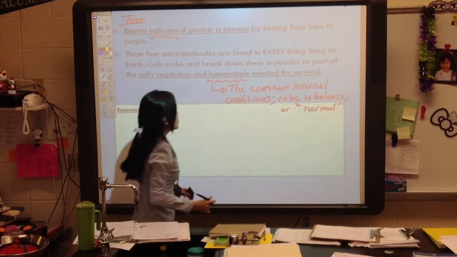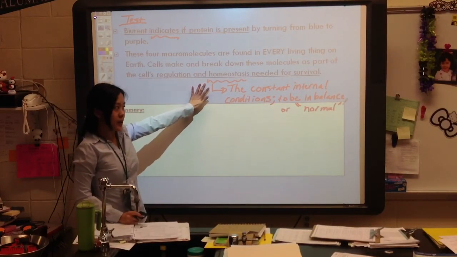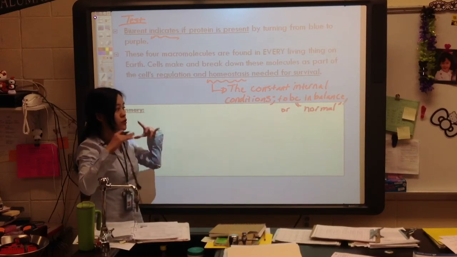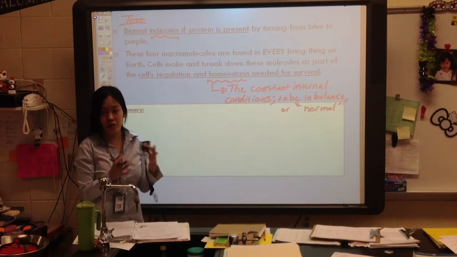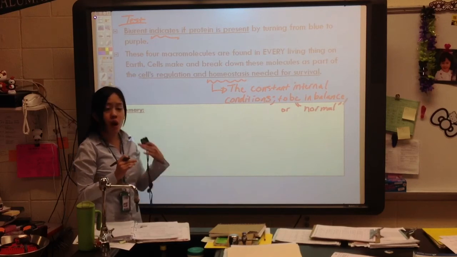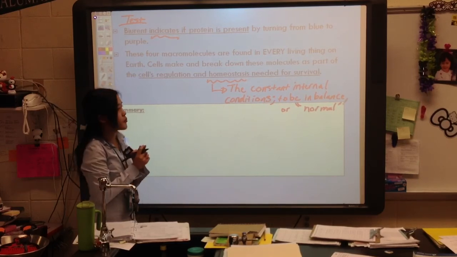Okay? To try to maintain homeostasis means that the organism's body, whether that's an ant or a human, is trying to regulate what's normal for it. So if our body's supposed to be at a certain temperature, we're going to try to stay at that certain temperature. If we're supposed to have a certain amount of water in our bodies, then we're going to try to maintain that certain amount of water.